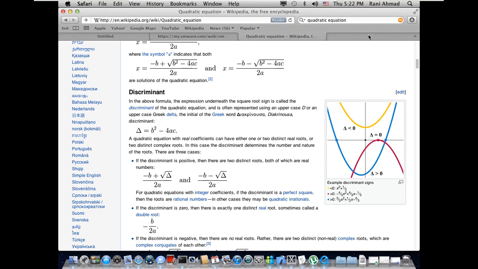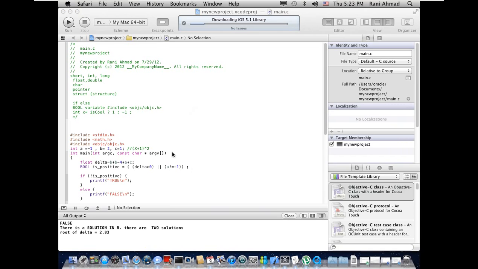So let's go back and see how I made use of the delta. Because based on this delta, therefore there's a condition, therefore there's an if, therefore there's an else. This means that because of this delta value, I can decide whether there is a solution or not in R. Okay, so back to our code.